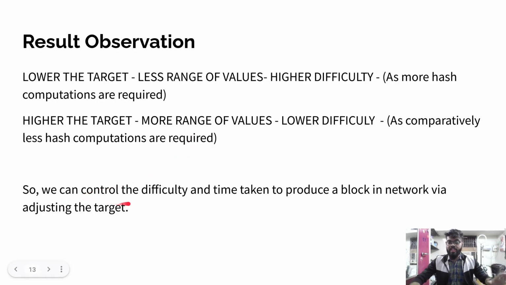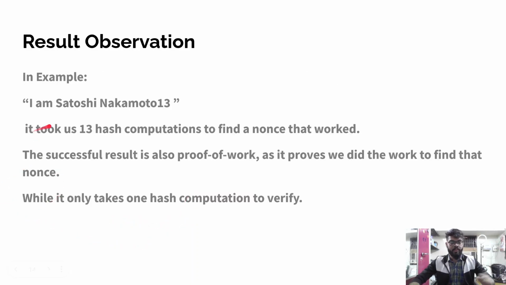So we can control the difficulty and the time taken to produce a block in the network by adjusting the target. This is a very important point to understand. Now if you come here, it took us 13 hash computations to find the nonce that worked. We went through 1, 2, 3, 4, like that, 13 iterations in order to find the perfect hash value, that is 13.